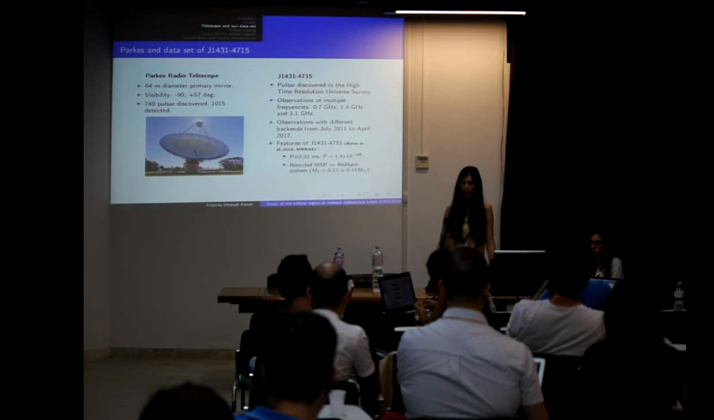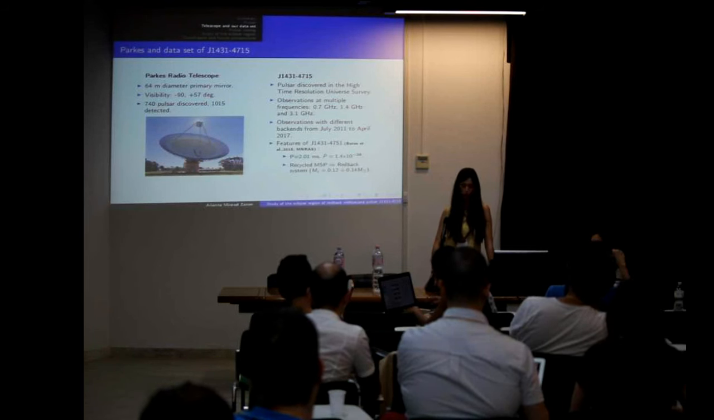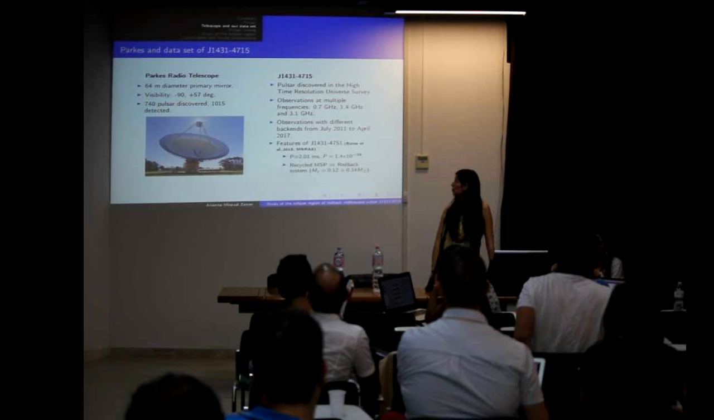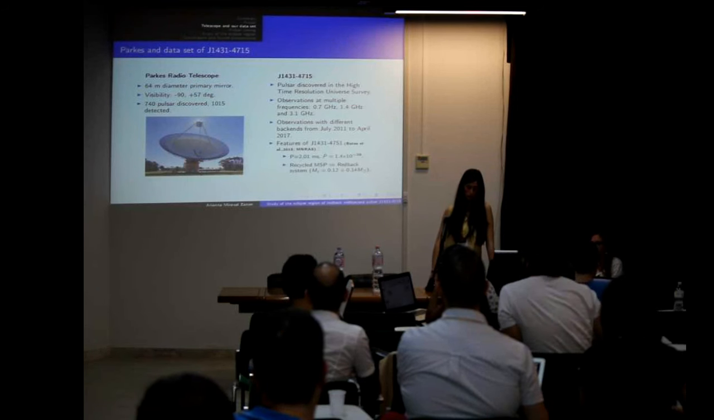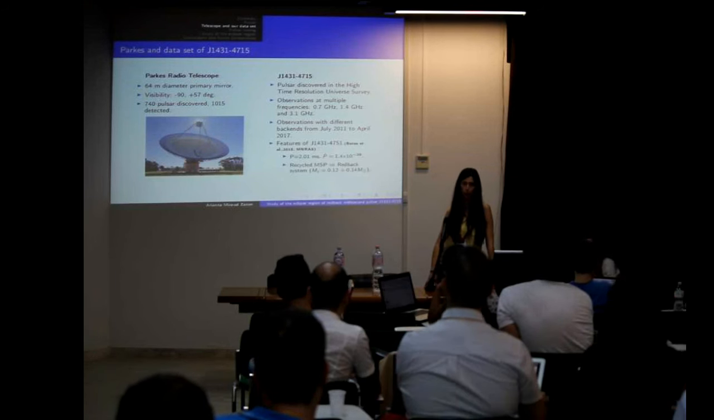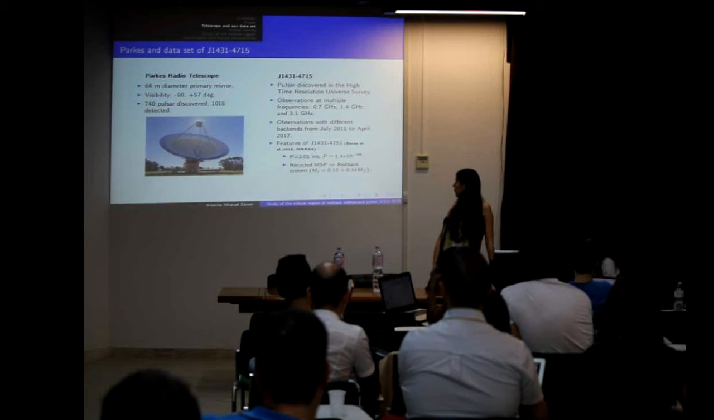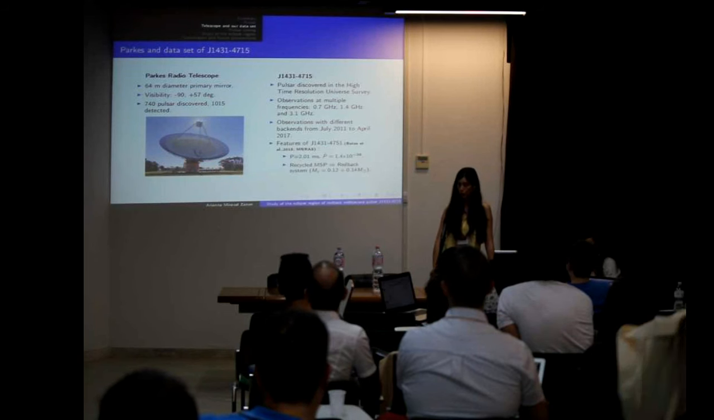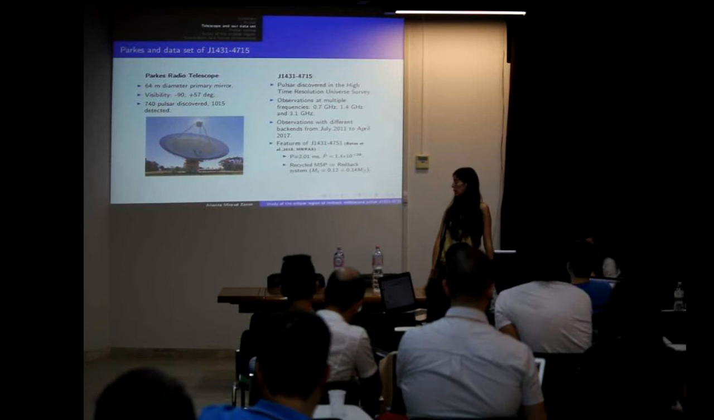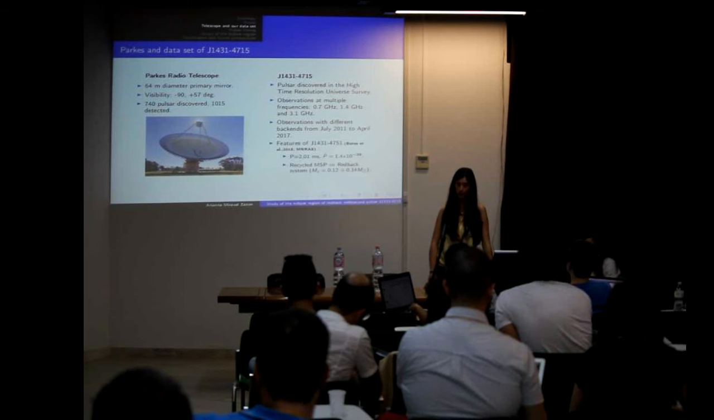In our work, we analyzed data acquired with the Parkes radio telescope that, like the Sardinia Radio Telescope, has a 64-meter diameter primary mirror. Our system was discovered in the High Time Resolution Universe survey. We have observations acquired with 3 different backends from 2011 until today, at 3 different frequencies: 0.7, 1.4, and 3.1 gigahertz. Thanks to the discovery paper from Bates et al., we know that the rotational period of this pulsar is about 2 milliseconds, and the system was classified as a redback system, with a companion mass of about 0.1 solar masses.